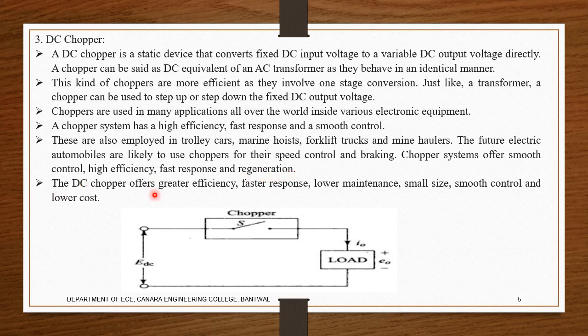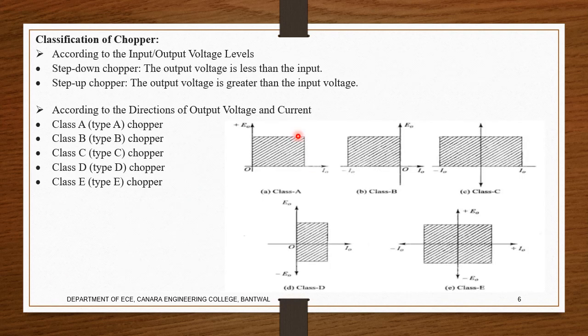The DC chopper offers greater efficiency, faster response, lower maintenance, small size, smooth control, and a lower cost. The classification of a chopper according to the input and output voltage level: that is the step down chopper, where the output voltage is less than the input. Step up, where the output voltage is greater than the input voltage.